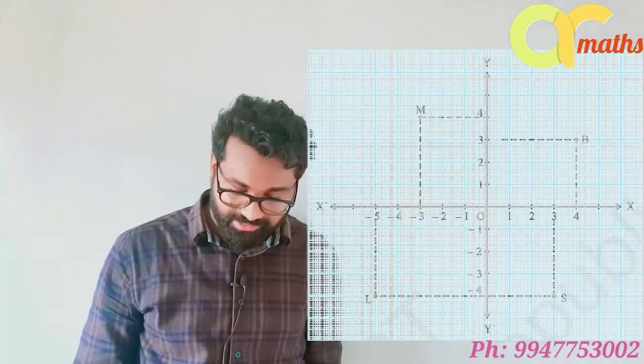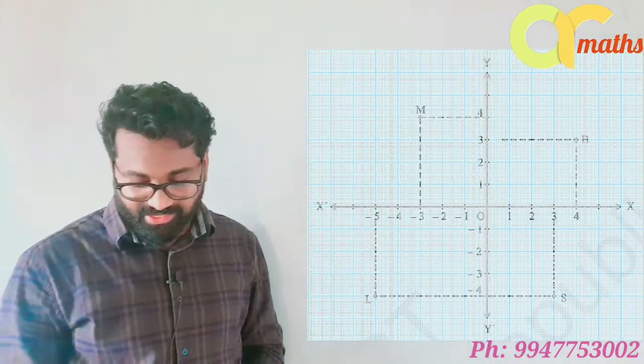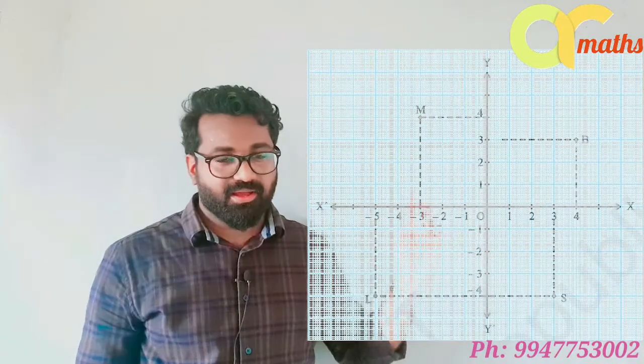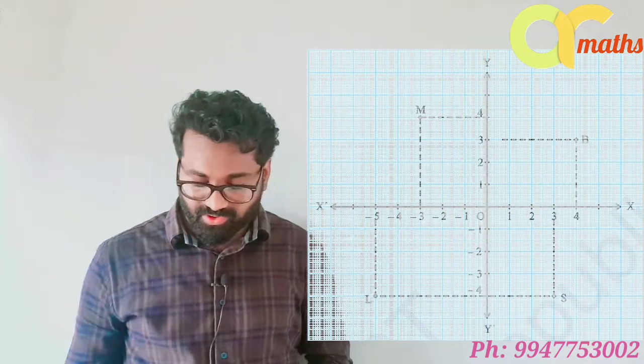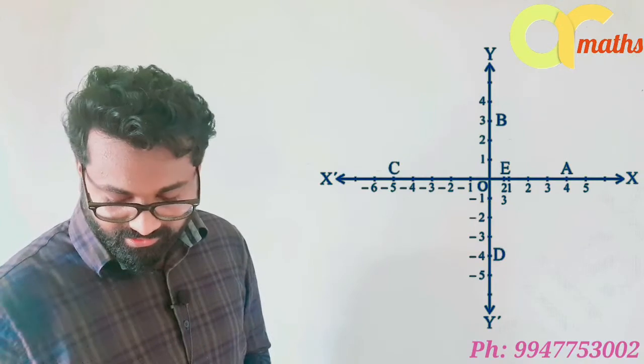What is the coordinate of M? The value of x is minus 3 and the value of y is 4. So, what is the coordinate of M? Minus 3 comma 4. Clear. Next, L: minus 5 comma minus 4. Clear. Next, the coordinate of S, that is 3 comma minus 4. Clear. Next question.